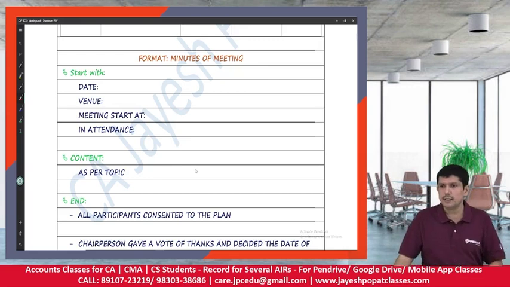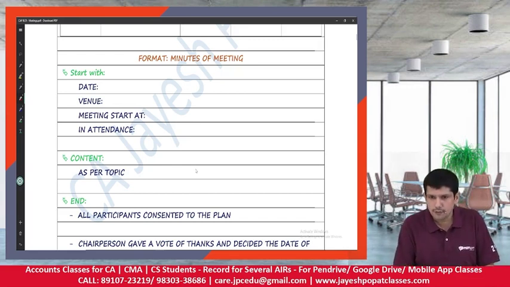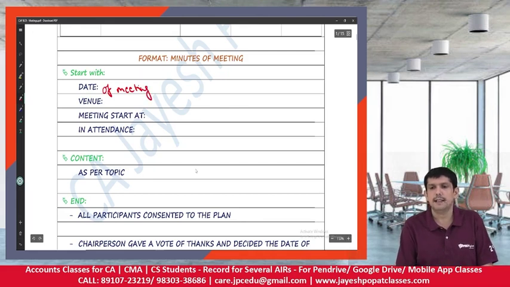Now let us have a look at the format of the minutes of the meeting. See, the format will start with the date. This is again the date of the meeting, the date on which the meeting took place. Again, this is the venue at which the meeting was conducted. Meeting started at, so what time did the meeting start on that particular day, and who were in attendance.